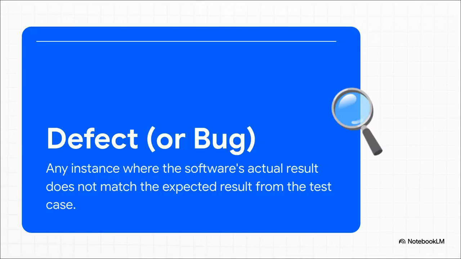So what are they actually looking for? They're looking for defects, or as we all call them, bugs. Now, a bug isn't just someone's opinion that something feels weird. In testing, it has a very specific definition. It's any time the software's actual result does not match the expected result that was written down in the test case. It's basically a failure to follow the recipe.